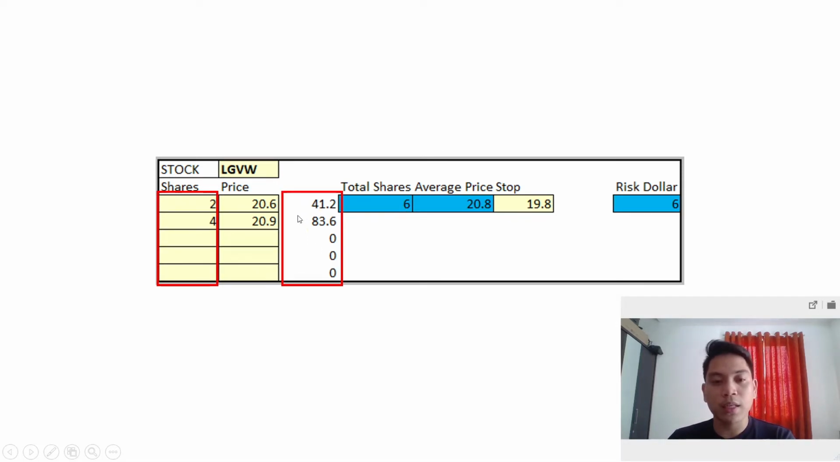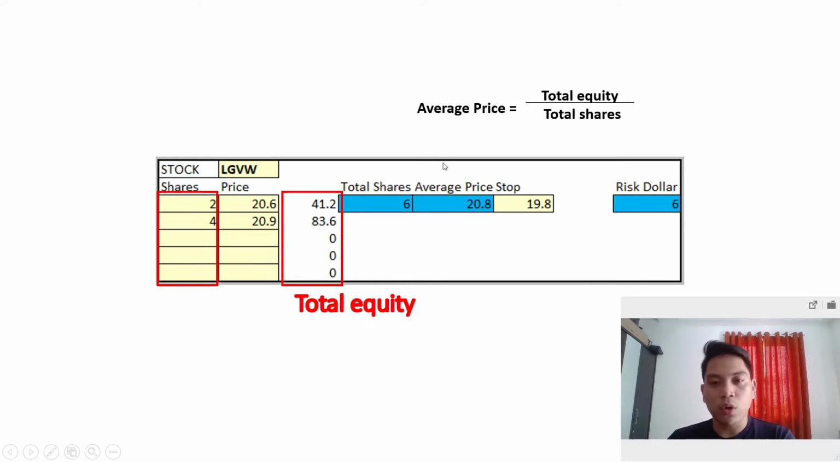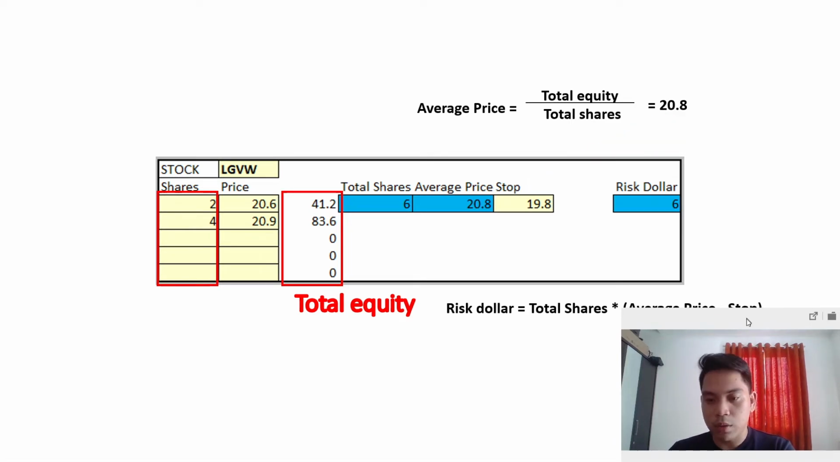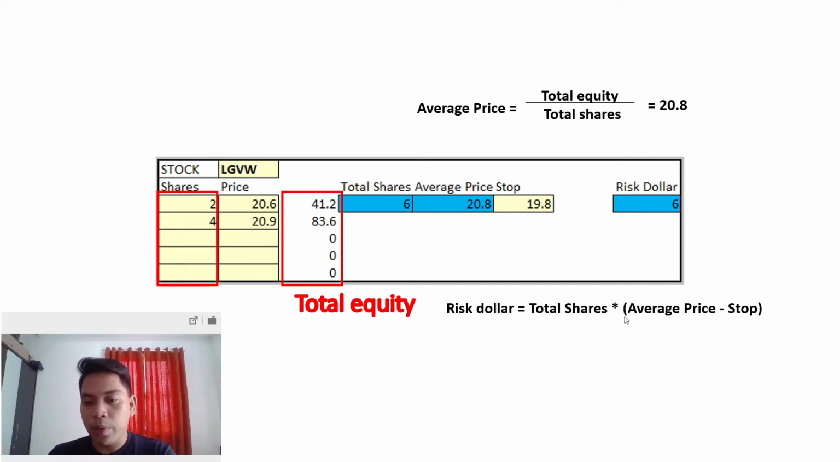Now we want to get the sum of this column. So let's call it total equity. So the average price now is just total equity divided by the total number of shares, and you can get a 20.8 average price with that, which is seen here. Now the risk dollar amount, let me move this, is just gonna be total shares multiplied by the average price minus the stop. So in this case, it's 6, and you can see it right there.